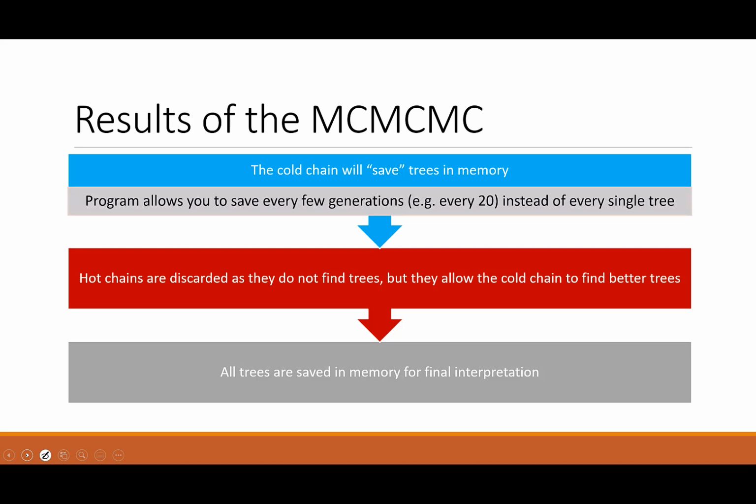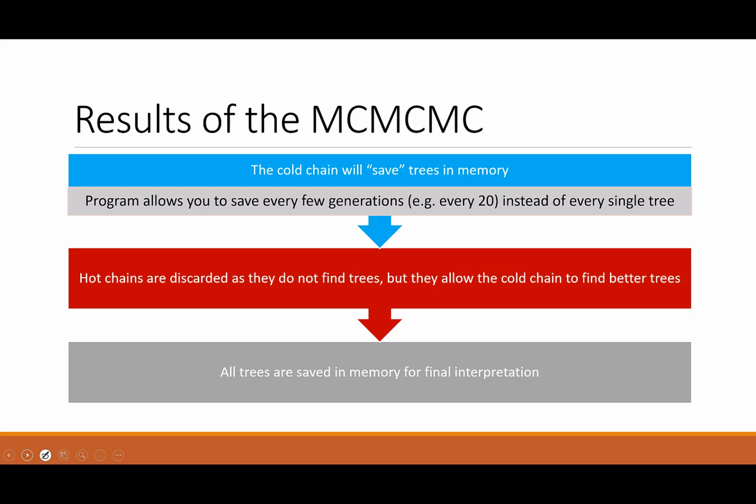And I will make a final note that the program allows you to save every few generations instead of every single tree at every generation. Part of this has to do with the amount of memory that gets taken up by saving all these trees. Some of it has to do with the fact that many of the trees that you've sampled, especially at the beginning of the analysis, might not be very good. And so you are allowed to discard trees. You do not have to save every single tree from the analysis. And in fact, that applies to every other type of analytical tool that we've talked about as well: parsimony, maximum likelihood, and so on and so forth.